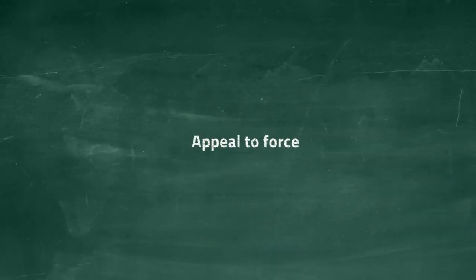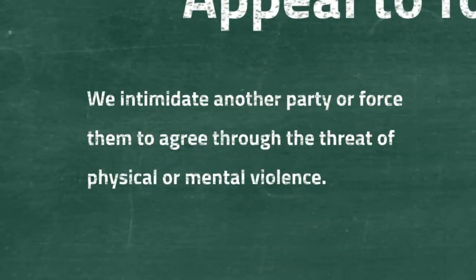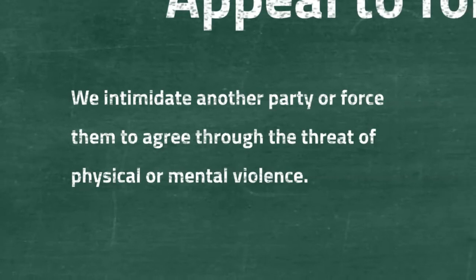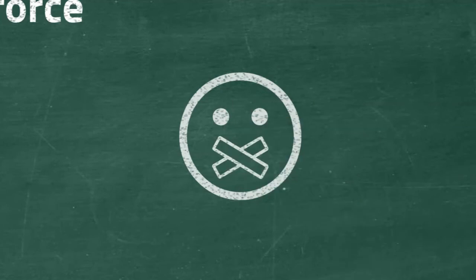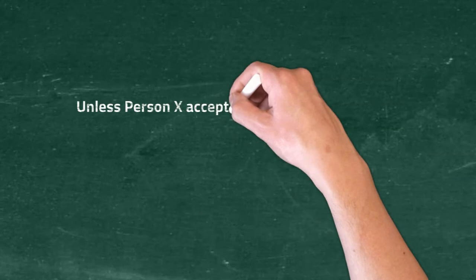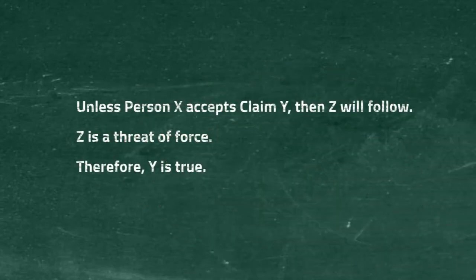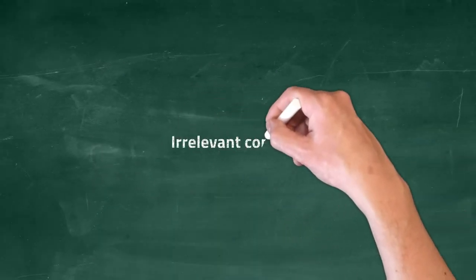Appeal to force. Rather than making a rational argument, we intimidate another party, or force them to agree, through the threat of physical or mental violence. Here's an example. If you don't want any trouble, you'd better keep quiet about what happened. Appeal to force can take the following form. Unless person X accepts claim Y, then Z will follow. Z is a threat of force. Therefore, Y is true.